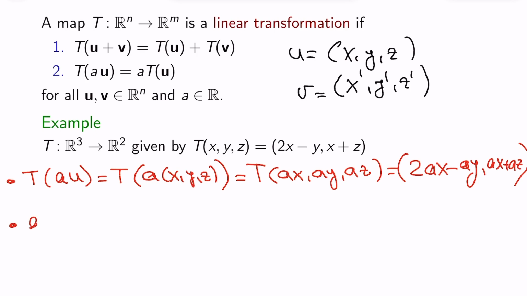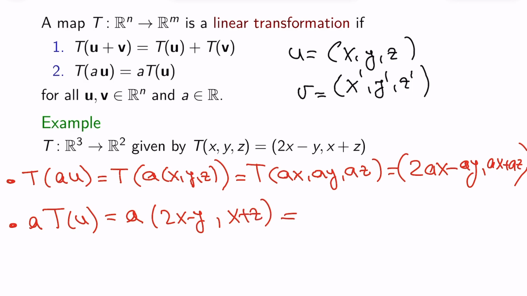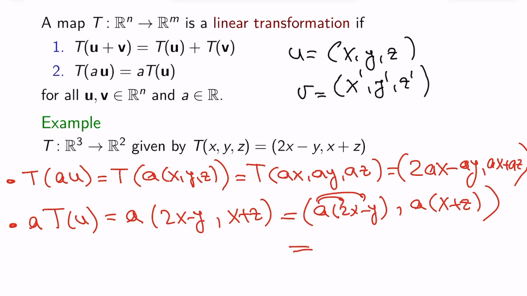This other operation is to do a times T transforming u. So this is equal to a times T of u, is simple. T applied here. So this is 2x minus y, comma, x plus z. So by multiplying now, we will have that this is a times 2x minus y, comma, a times x plus z. Let's perform this distributive here. That will be 2ax minus ay, comma, ax plus az.